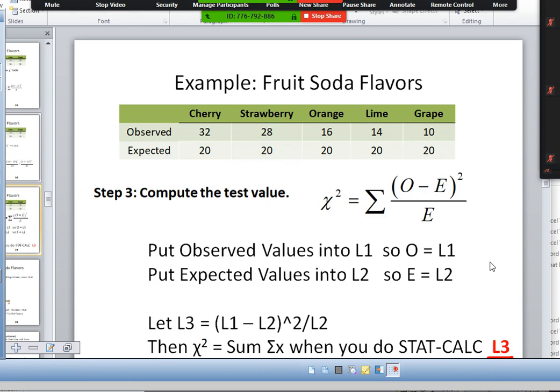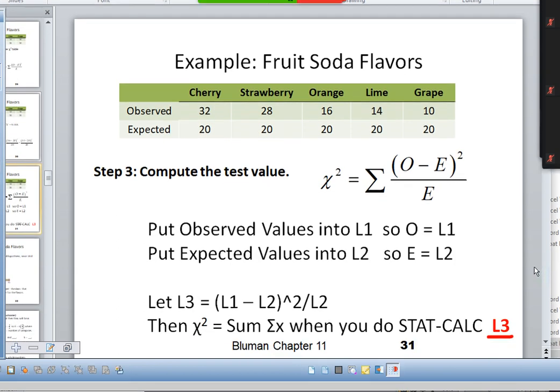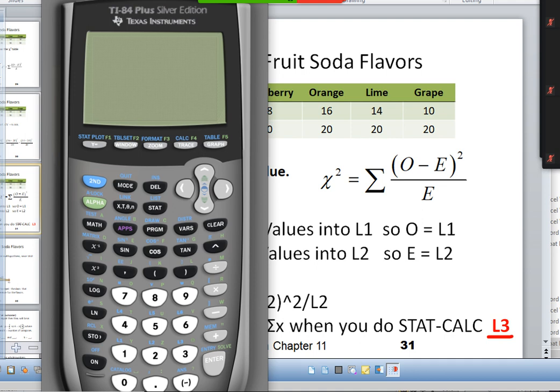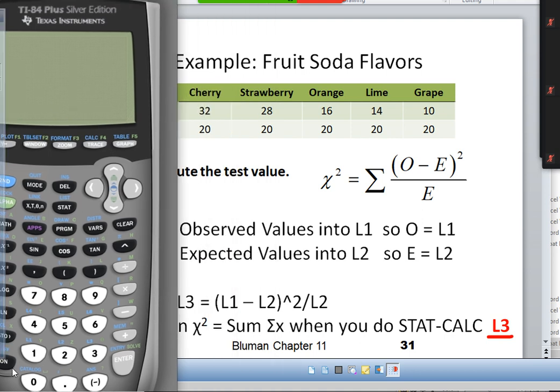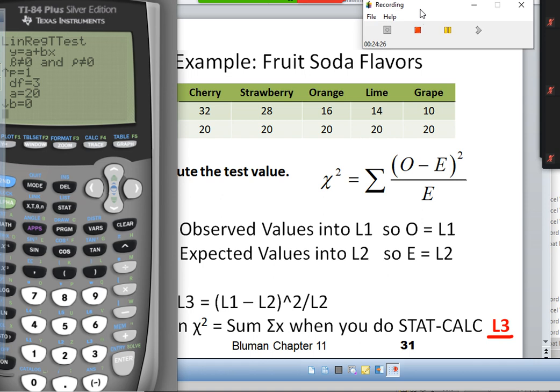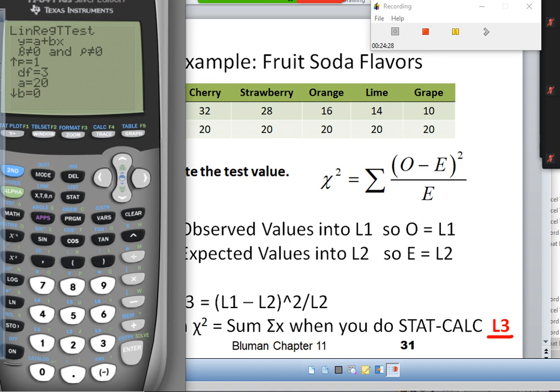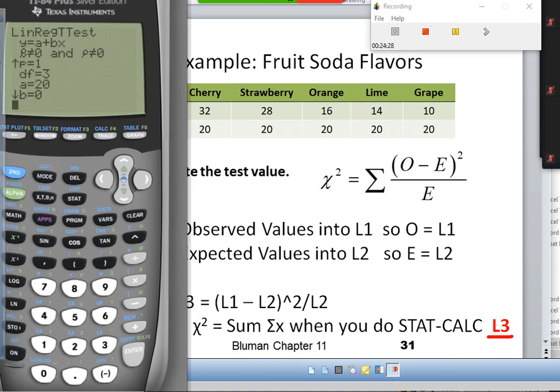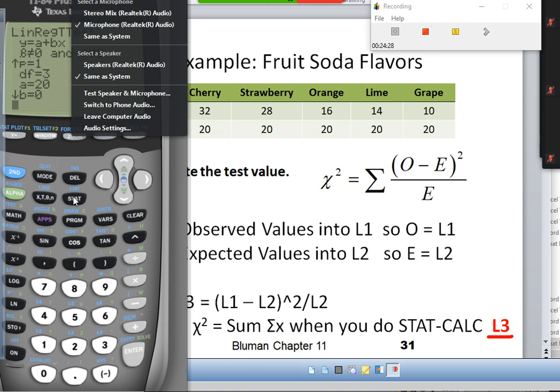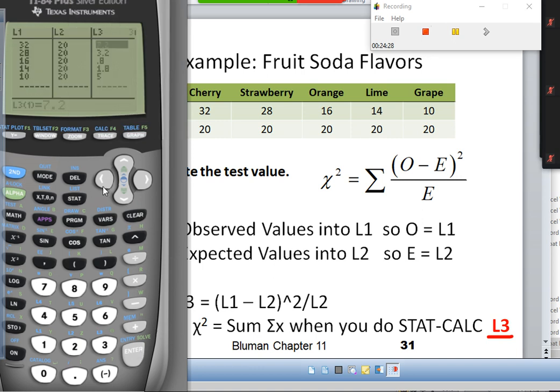So here's an alternative way of computing this. You can use your calculator, so let me show you how you do that. Honestly, I'm only going to give you at most 4 categories on the exam, so it's just as easy to do it by hand. Here we've got stat, edit, and I'm going to put my observed into list 1: 32, 28, 16, 14, and 10. And my expected 20s are all 20s in list 2.